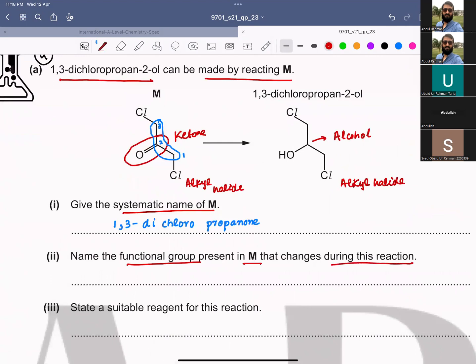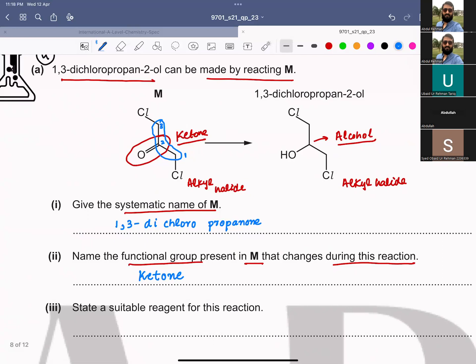So we already identified that there is a ketone which is converting into an alcohol. So the functional group that changes is the ketone, or you can write carbonyl as well, but ketone is the most appropriate answer.